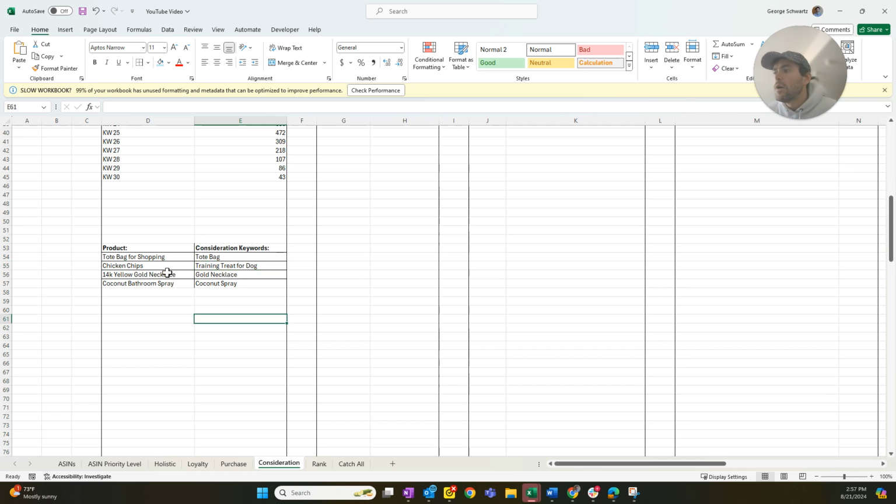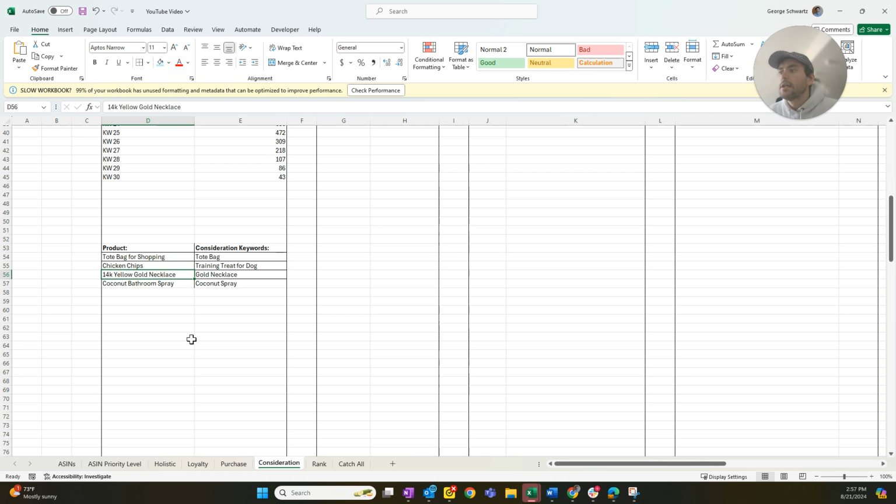14 karat yellow gold necklace, that could just be yellow gold necklace. That could be gold necklace, right? These shoppers are in market and they might still want a 14 karat, but they might want a 10 karat. They might want an 18 karat. So again, a little bit less profitable than our purchase-based keywords, but still highly, highly relevant shoppers.